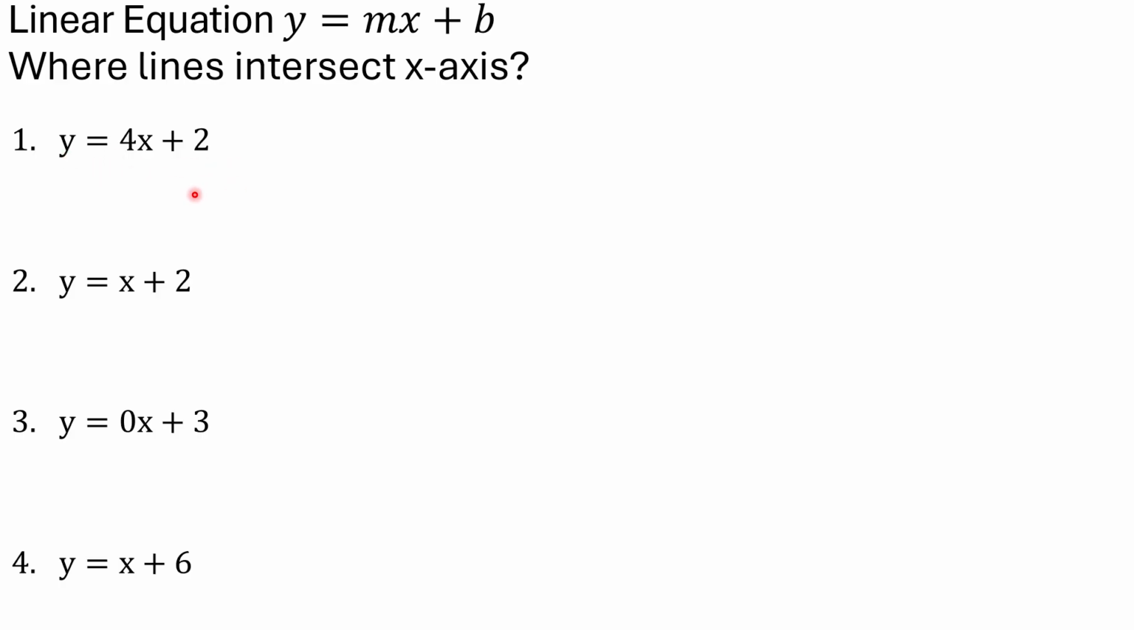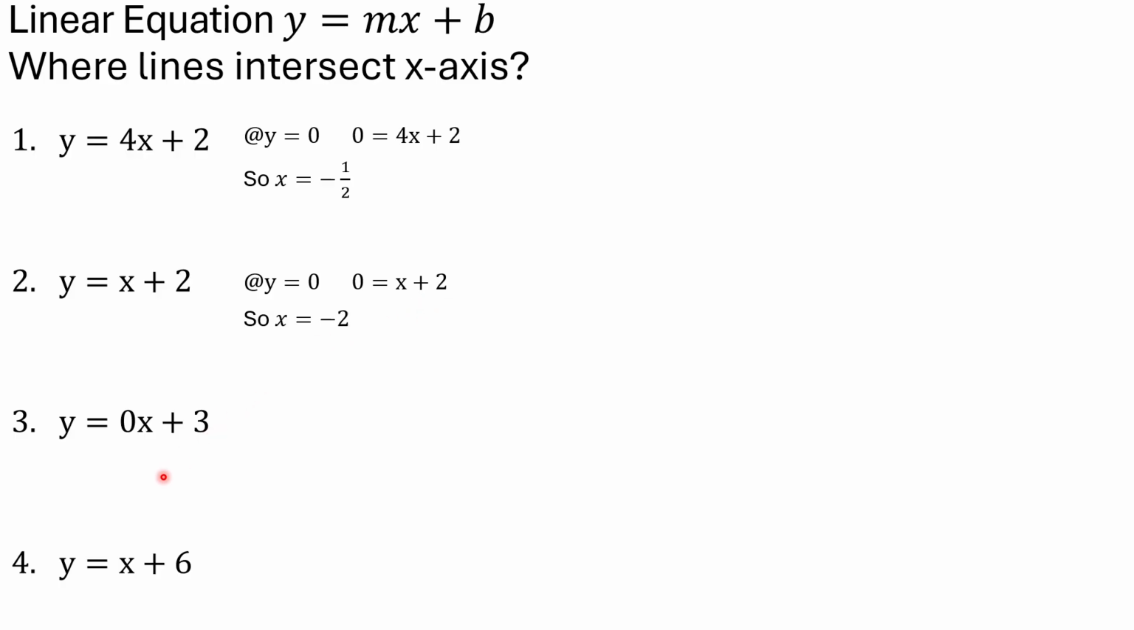So for this first case, if y equals 0, then we get 0 equals 4x plus 2. If you solve for x, what do we get? We get negative 1/2. Hopefully you got that. Continuing this process, same way, we get y equals 0 equals x plus 2. We solve for x, this is just negative 2.